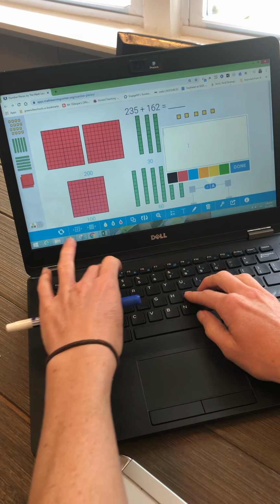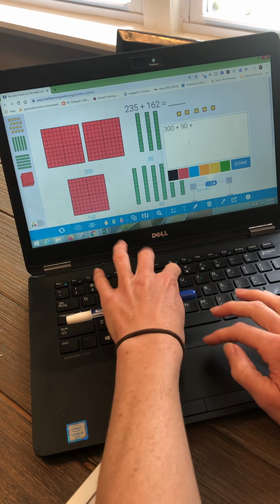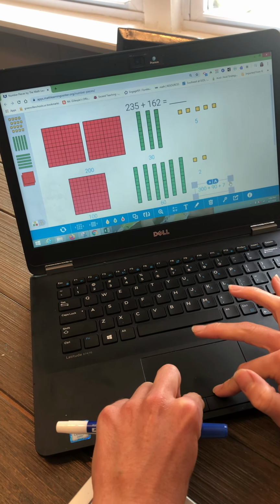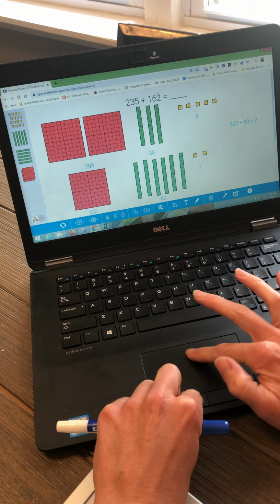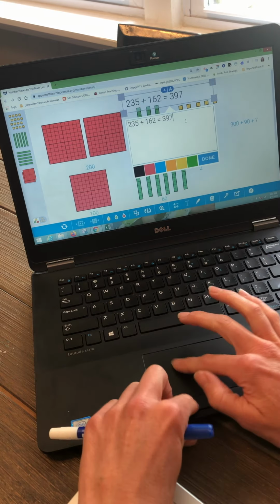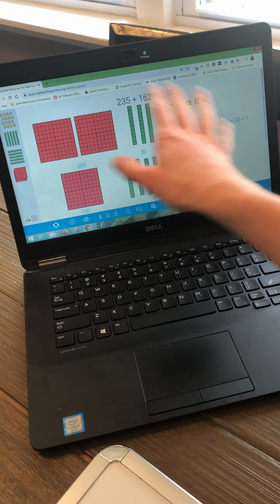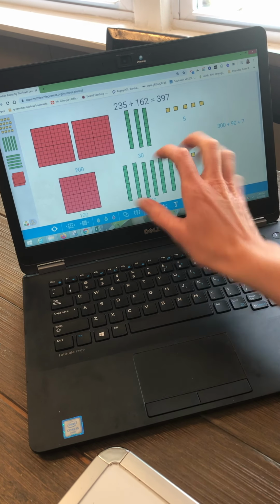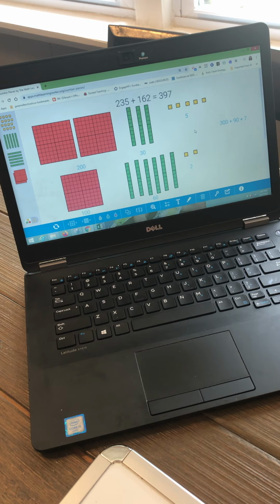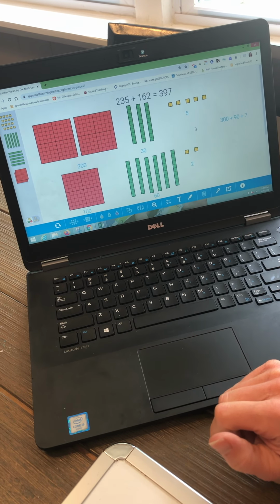So that gives us the expanded form of 300 plus 90 plus 7, which we already know from that place value unit that 390 plus 7 is 397. So our sum is 397. Now I just showed you how to use this with base 10 blocks, and this is actually an activity that you can do with your practice today. It is on your choice board, so if you want to use the base 10 blocks this way, you can.